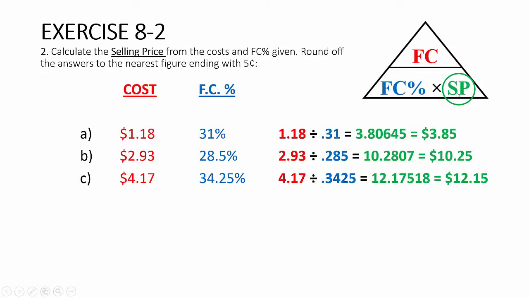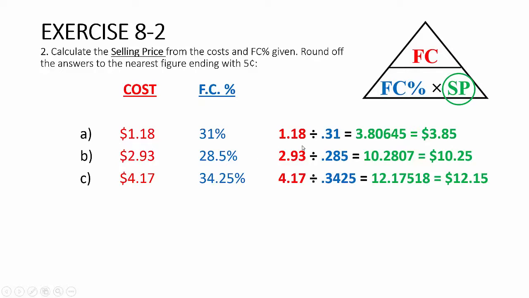This time we're looking for the selling price. So we must have the food cost and the food cost percent, and because they're on top of each other, we'll divide these two to get the selling price. Here's a list of costs. Here's a list of food cost percents. A cost of $1.18 divided by a food cost percent of 31% means that we should sell this item for $3.85.